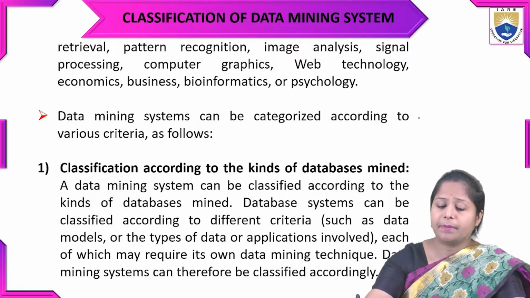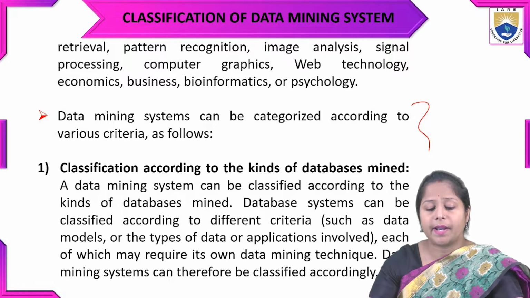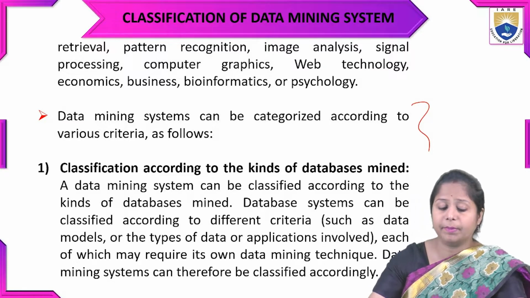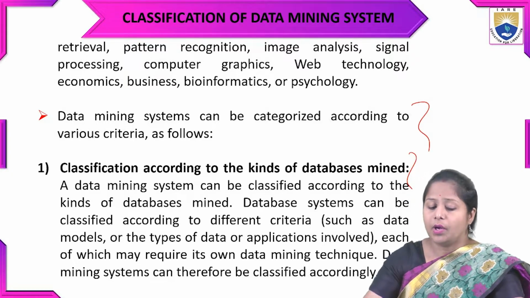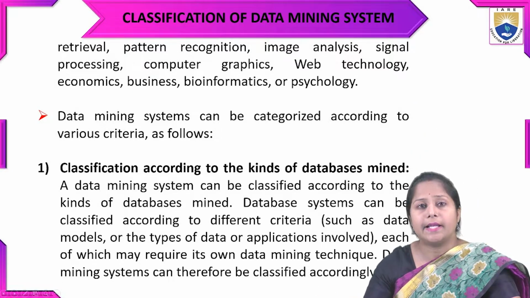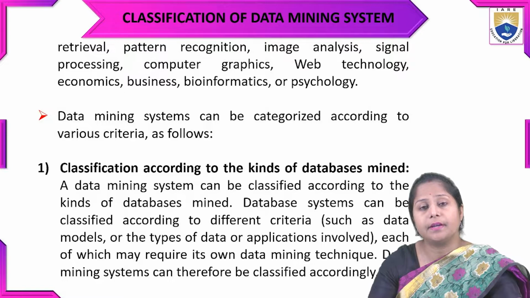Data mining systems can be categorized according to different criteria. So what are the criteria here? First is the classification according to the kind of database mined. A data mining system can be classified according to the kind of database we are going to mine. On the basis of domain-specific data and task-oriented data, we will know about the data, and then on that basis we do the data mining.